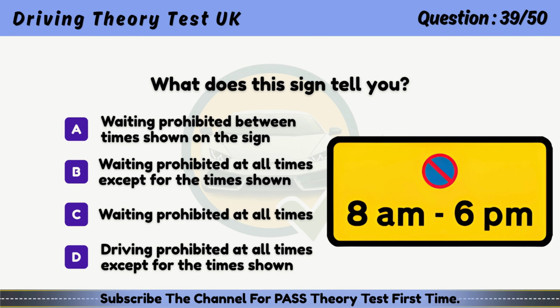Question 39. What does this sign tell you? Option A. Waiting prohibited between times shown on the sign. B. Waiting prohibited at all times except for the times shown. C. Waiting prohibited at all times. D. Driving prohibited at all times except for the times shown. Answer is A. Waiting prohibited between times shown on the sign.